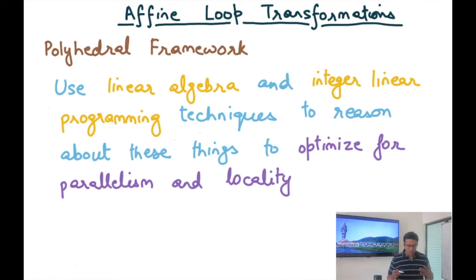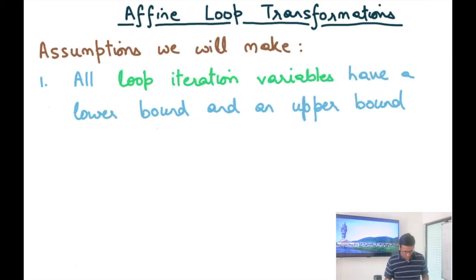Okay, so to be able to do this, we are going to develop a set of algorithms that is commonly called the polyhedral framework. The basic idea here is that we use linear algebra and integer linear programming techniques to reason about inter-iteration dependencies and interactions, and we try to optimize for parallelism and locality, similar to how we tried to optimize for parallelism and locality when we were discussing the matrix multiplication example.